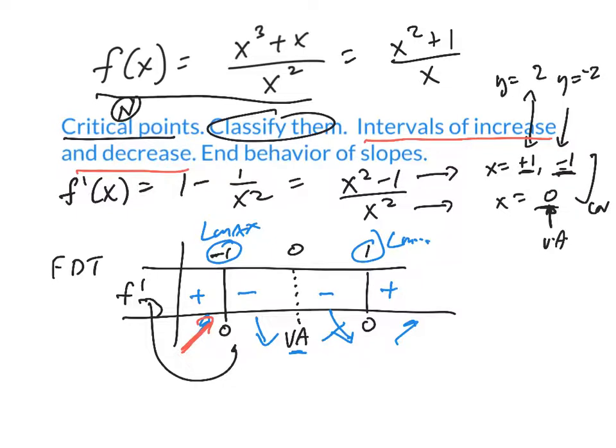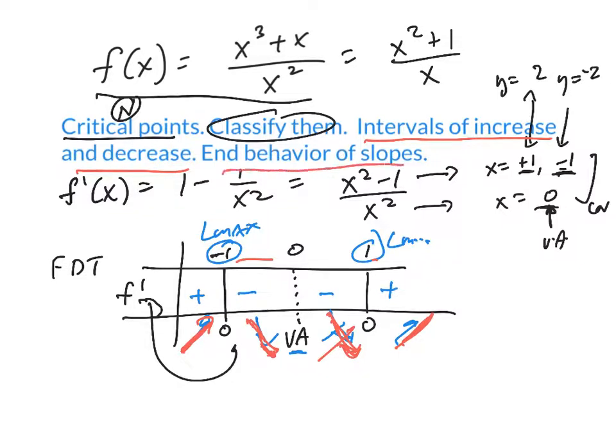So anything below -1, to the left of -1, is going up. Going down, anywhere between -1 and 0, this goes down. So 0 to 1 goes down. And then this one goes up. Anything after 1 goes up. So this actually shows us the flow of the graph from left to right.